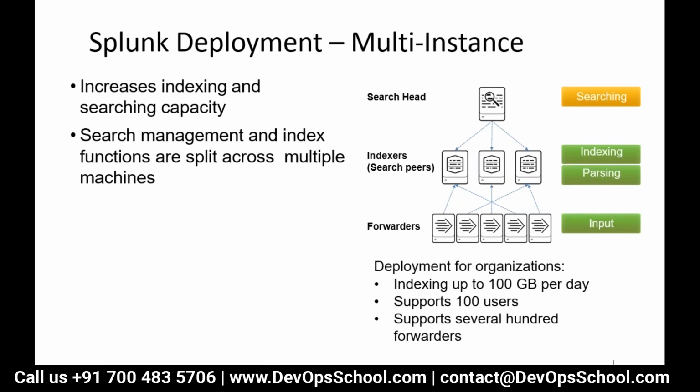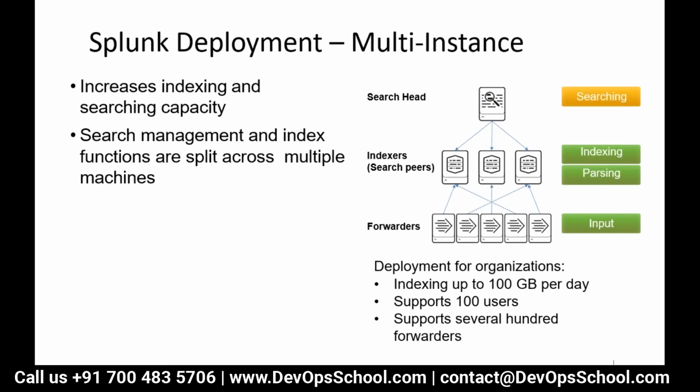See here. Four things typically we have: input, parsing, indexing, searching. Searches are initiated by the search head, but actually run on the indexer. If you do the parsing and indexing both on the indexer, it's a huge load on the indexer machines, so the searches will be much slower. To speed up searches, you do parsing through the heavy forwarder, input through the universal forwarder, indexing through the indexer servers, and searching through the search head.